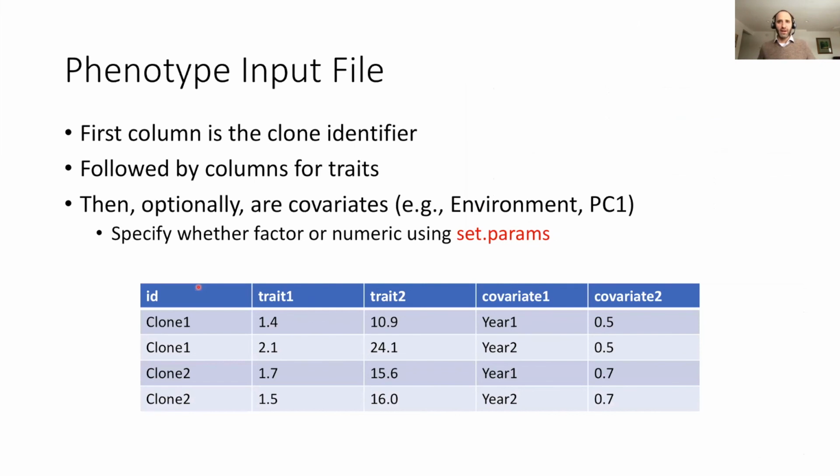The phenotype input file looks just like the input file for diaQTL. The first column is your clone name, then your traits, and then any covariates after that. And in diaQTL, we made the decision that when you read the data, you tell it, okay, is this a factor or is it a numeric covariate? In GWASpoly, you specify that using a function called setParams instead of when reading the data. So just a different decision about where you specify it, but either way, you have to tell the software how to interpret those other columns.